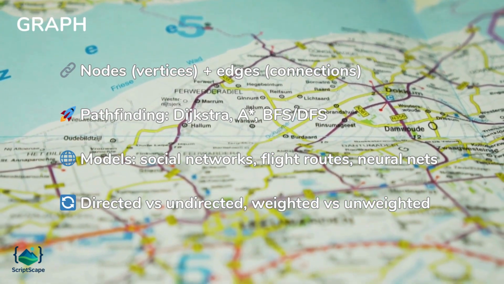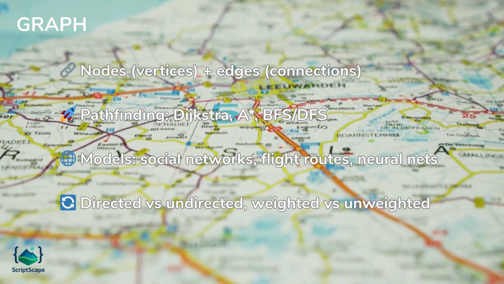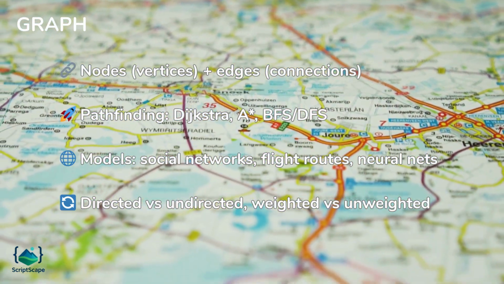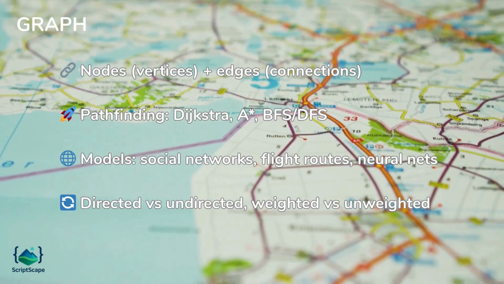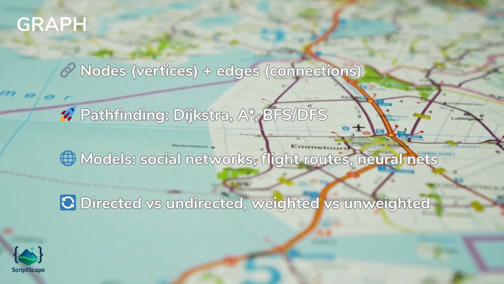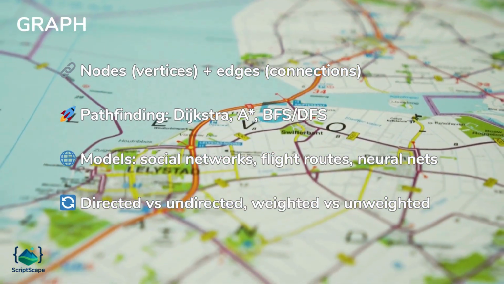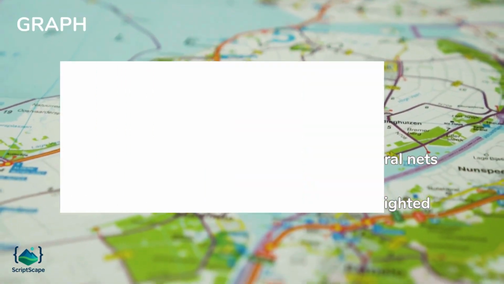Graph. Imagine Google Maps. Cities are nodes, roads are edges, and suddenly you have a graph. Graphs capture relationships, friendships on social media, flight routes, even neural networks. Algorithms like Dijkstra's or A-star weave through graphs to uncover shortest paths or strongest connections, often in milliseconds.